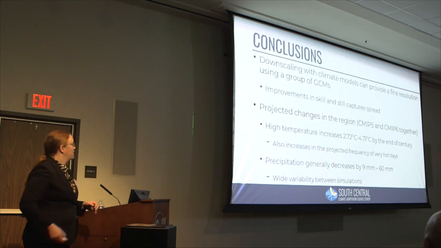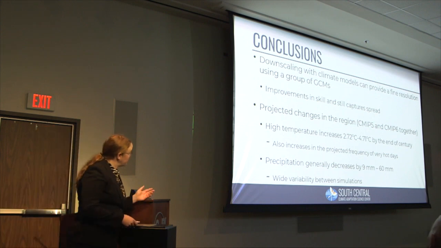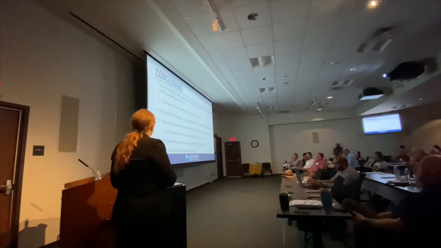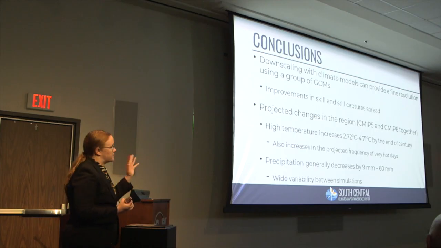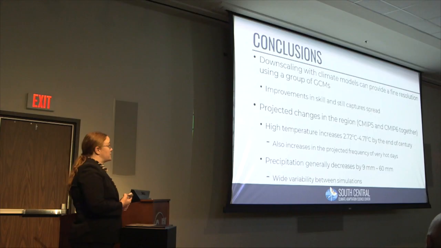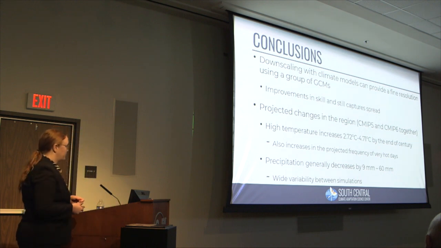So, coming to our conclusions today. Downscaling with the climate models, yes, you can provide a finer resolution in the group of GCMs and end up picking those that capture spread and historical skill at the same time. Projected changes in this Edwards Aquifer region, taking the two of them together and averaging, is roughly 3 to 5 degrees Celsius increase in high temperatures in the region, with a corresponding potentially pretty intense increase in the frequency of very hot days across the region.